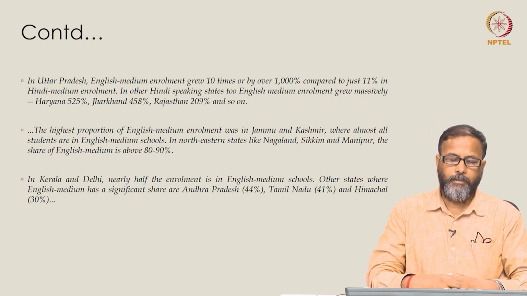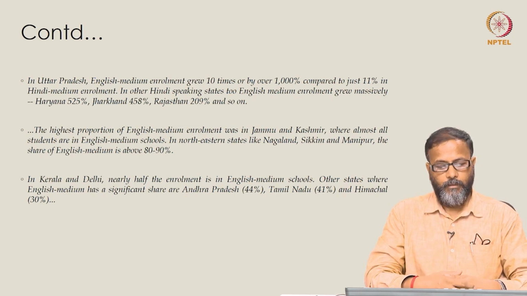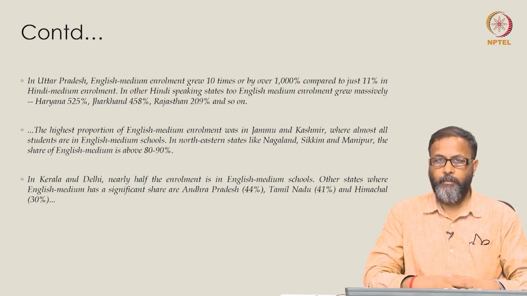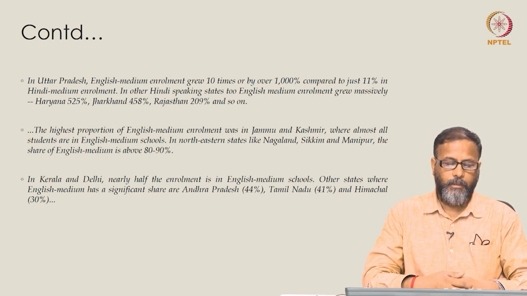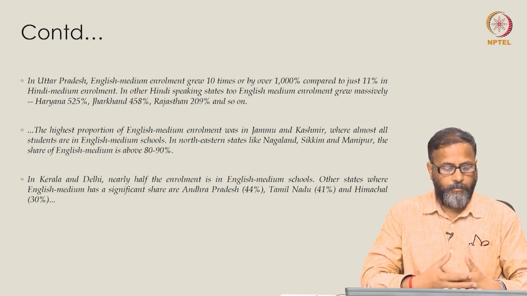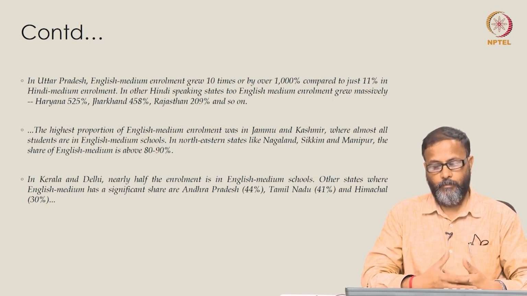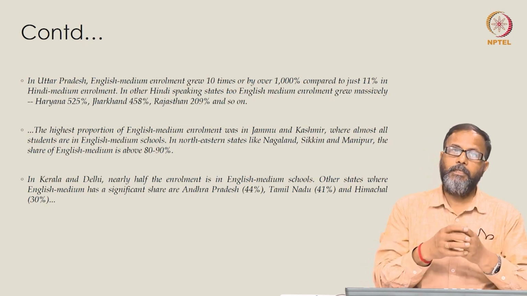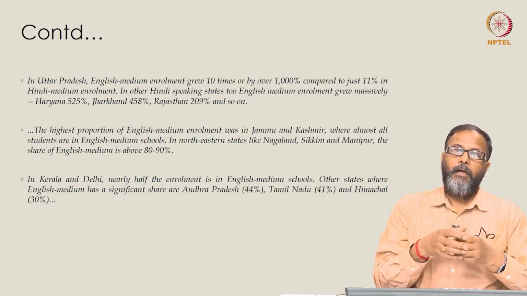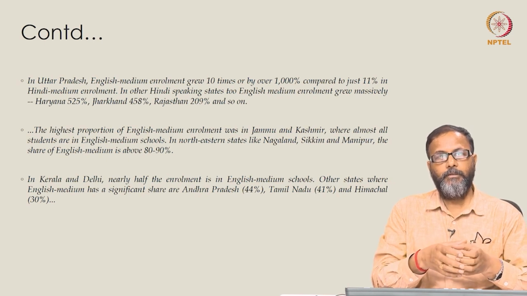The highest proportion of English medium enrollment was in Jammu and Kashmir, where almost all students are in English medium schools. In northeastern states like Nagaland, Sikkim, and Manipur, the share of English medium schools is above 80 and 90%. In Kerala and Delhi, nearly half of the enrollment is in English medium schools. Other states where English medium has a significant share are Andhra Pradesh 44%, Tamil Nadu 41%, and Himachal 30%. You can see the primacy and the space occupied by English in our education system.